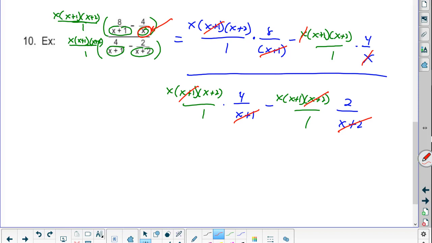We got a lot of stuff left, though. Okay, I'm going to do this top in black. I would, in my mind, multiply the x times the 8 so that I can distribute it. 8x times x is 8x squared, and 8x times 2 is a positive 16x. That's that top now on the left.